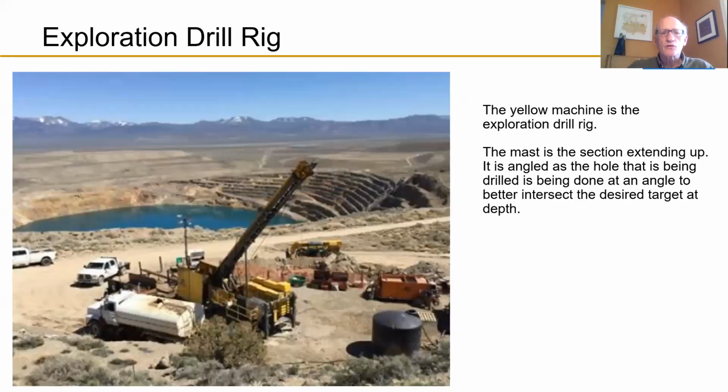This is a photograph that includes the drill, the Truth Machine as we call it, this yellow machine right here. You can see that the mast here is at an angle, so the hole will be going down at this orientation into the earth. That's a very common process, to drill at an angle to hit the actual target area at depth that is desired by the geologist.